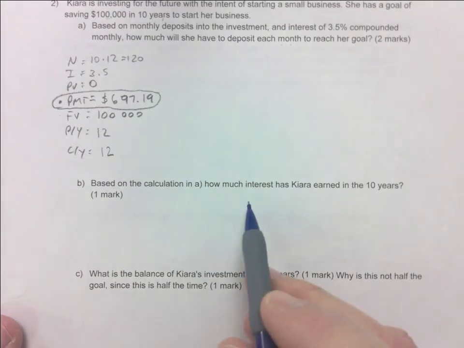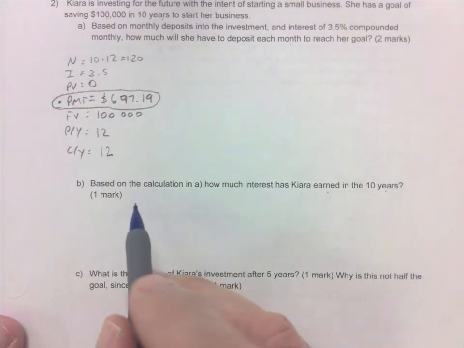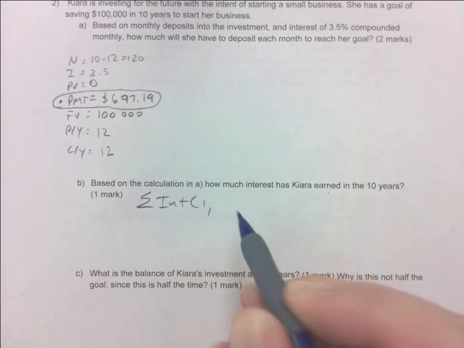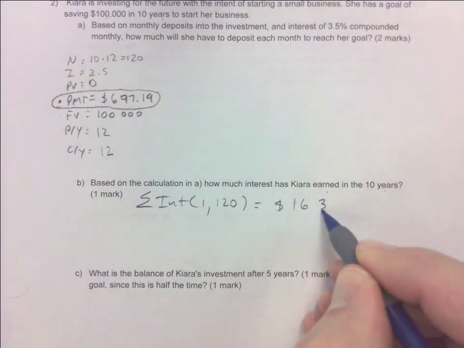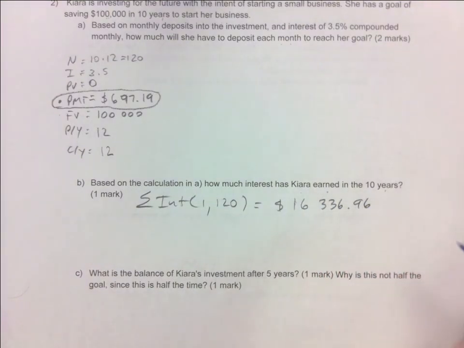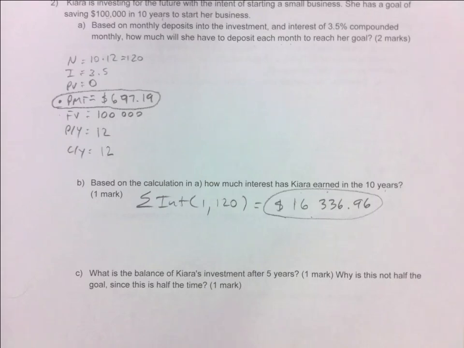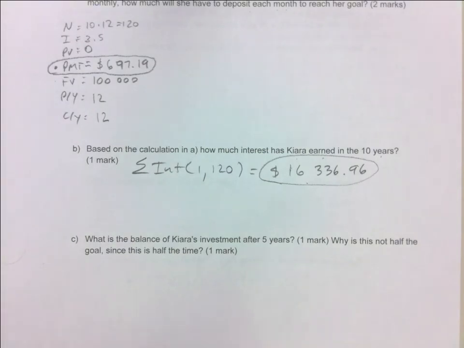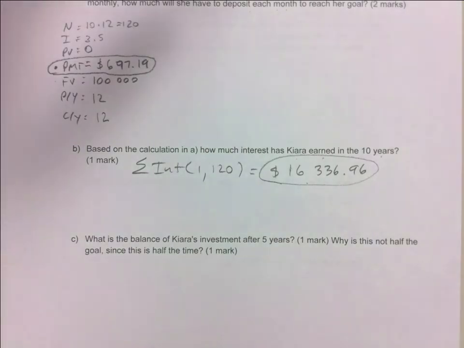Based on the calculations in A, how much interest has Kiara earned in 10 years? So you can use the formula or you can use sum of interest. I'm just going to take it from the first to the very last, and that would be 16,336.96. That is the interest earned. That should be positive because the bank is paying you that interest. But again, if you do all of this right, the sign doesn't really matter here.